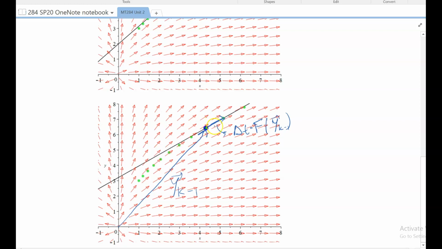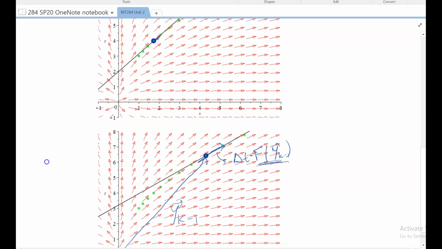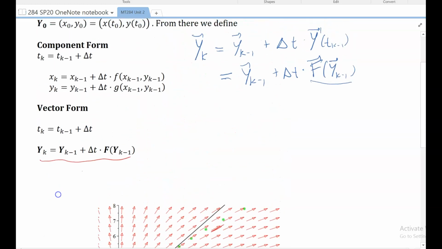The value of the vector for f is probably longer than is drawn here, but it's scaled down by a factor of delta t. So that's where we're seeing the strength of the vector field depending on where we're at. Delta t is going to be fixed in each step. Okay, so that's the idea behind Euler's method.